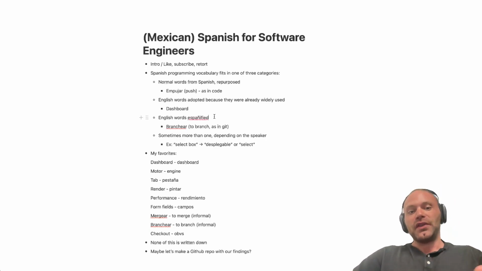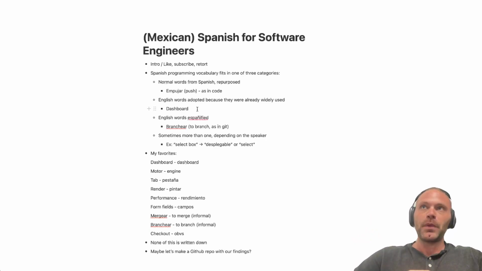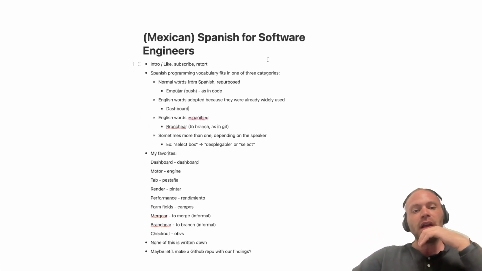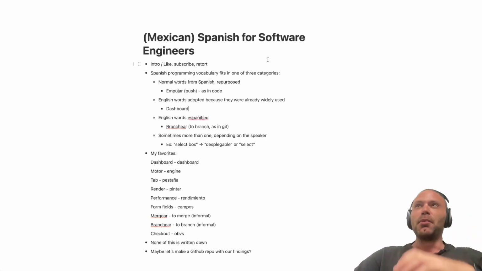But I think the last category is actually the most interesting, which is where you start with a word like dashboard, like something that was very English in origin, and it gets tweaked in just such a way that it sounds more like a Spanish word. And so, a funny example of that, and I don't think this is formal at all, but it is something I hear a lot. In English, people will talk about branching something or to branch as a verb in the context of git. And there's probably a more correct way to say it in Spanish, like crear una rama or something like that.